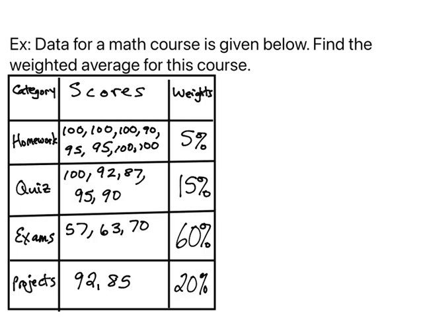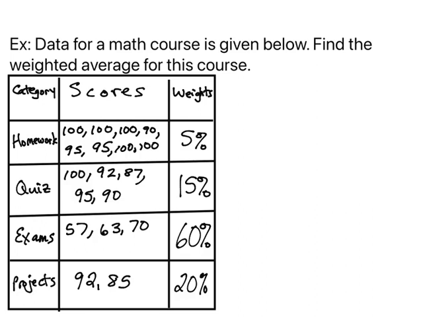This one, we just have scores. Why do I have a line in the middle of my homework? That looks real weird. Okay, something happened, but that's fine. We'll go with it. So we have data for a math course given below. Find the weighted average for this course. So you'll notice we have homework. We have 8 scores there. Quiz, we have 5 scores. Exam is 3 scores. Projects are 2 scores. And we have our weights.